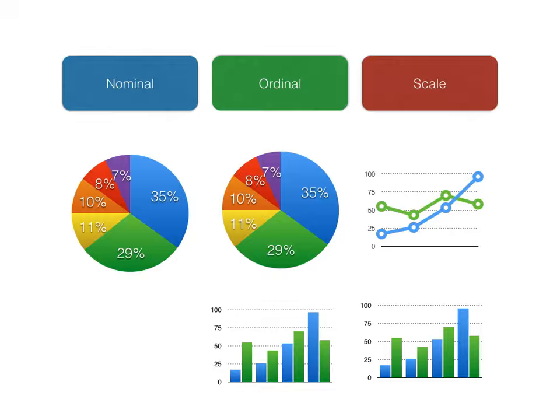Last but not least, scale variables are never represented in pie charts. You can use a frequency distribution curve, a bar chart, a box plot, and so many other methods of representing data, but a pie chart is not one which would be suitable to show scale data.